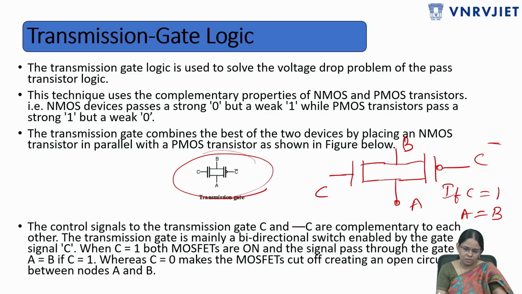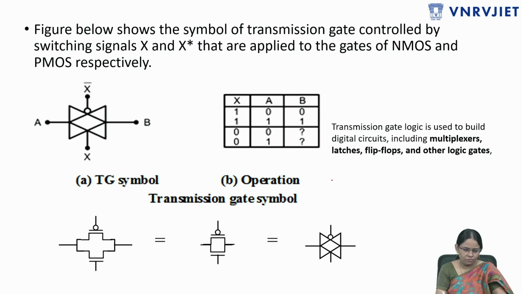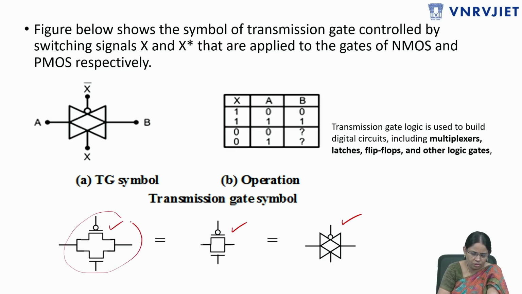Both will always be in the on condition. For that we will use different symbols. These are the different symbols considered for the transmission gate symbol. You can use this symbol, or this symbol, or this symbol. If you use this symbol, it will occupy more space, and these two symbols will occupy less space. So you can use either of these two.